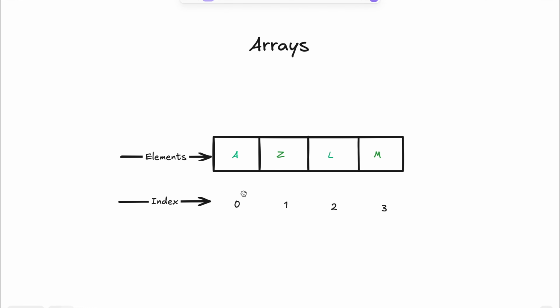Here we have an example of an array. Here we have 4 elements in the array, so the size of the array is 4. The index of an array is used to tell the location of an element in the array, like here, location of A is 0, M is 3, L is 2, Z is 1. Usually arrays are 0 indexed, that is, the first element resides at index 0 and so on.